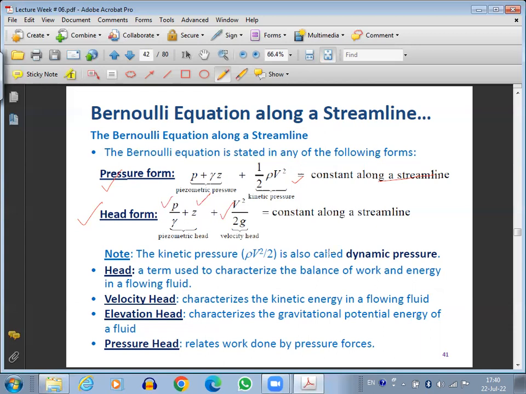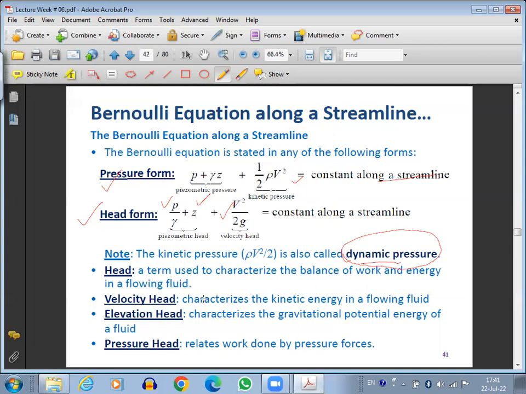The kinetic pressure is also called the dynamic pressure. The kinetic pressure is also known as the dynamic pressure. I don't know how, but I will look for a way to introduce this in the exam, so that I just know that you know what kinetic pressure and dynamic pressure are. They are both the same thing.